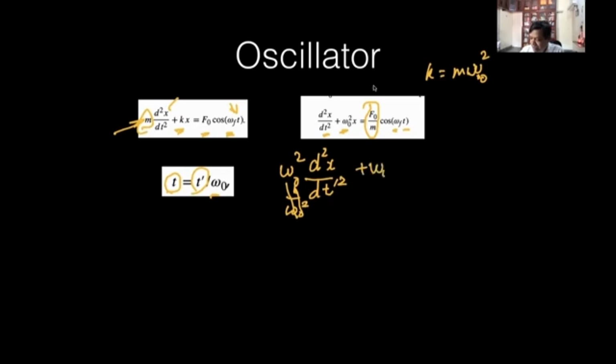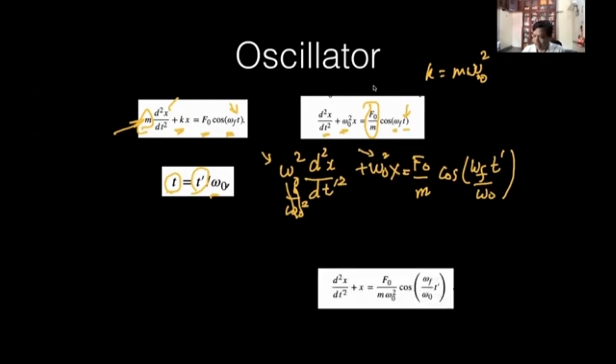So I'll have omega naught square x plus f naught by m cos. Now I need to replace this t as well: omega f t prime by omega naught. Now this is excellent. This equation is better. Omega naught square is common in both left hand side terms, so I can take it to the right hand side, and this is the equation.